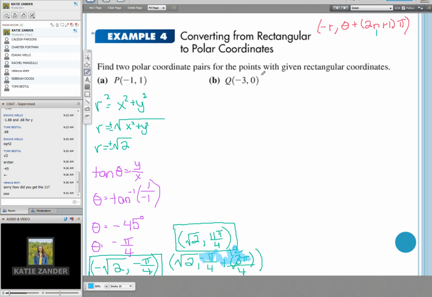Okay, I'm going to skip over part B right now. This is from the book, obviously, example 4. If we have time at the end of class, we'll come back to this one and work on that. But just for time's sake, I want to make sure I hit the last couple of topics still for the lesson.